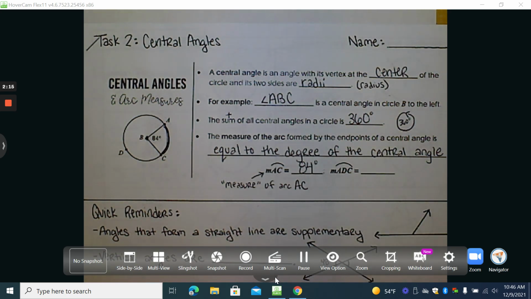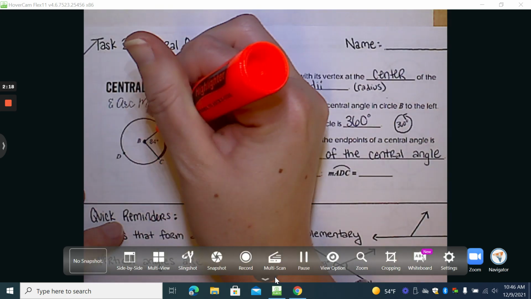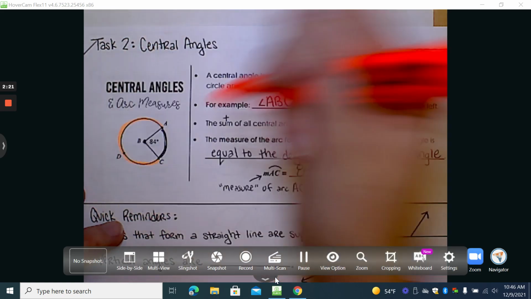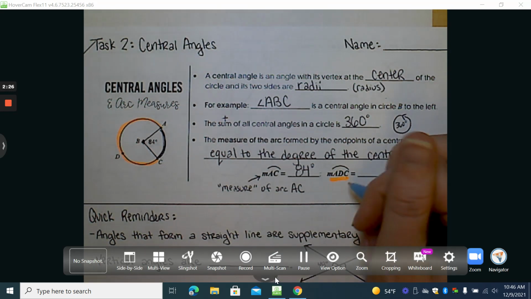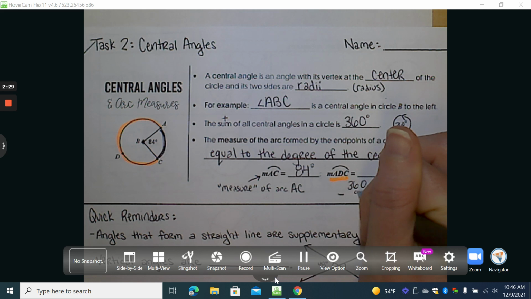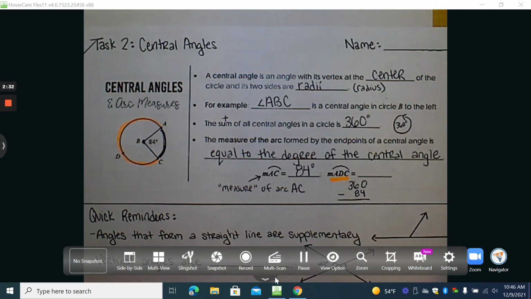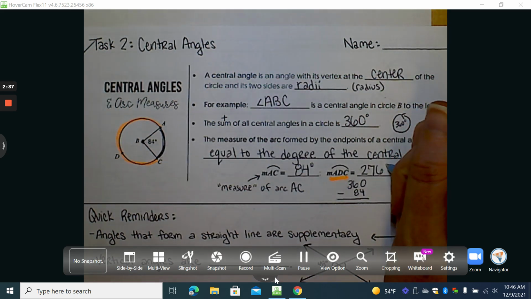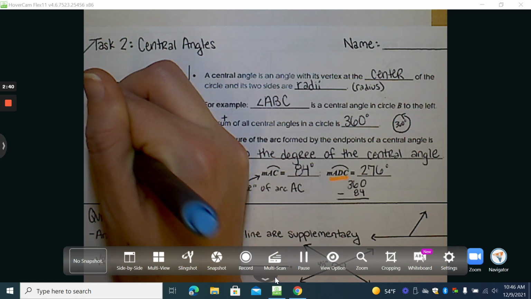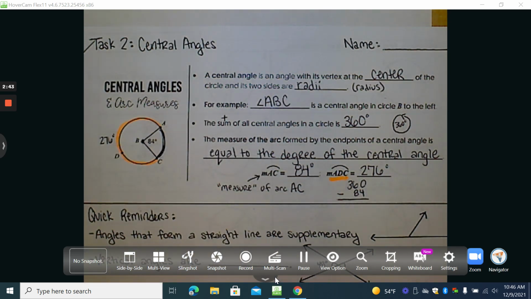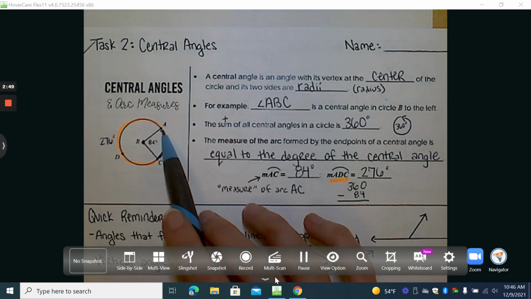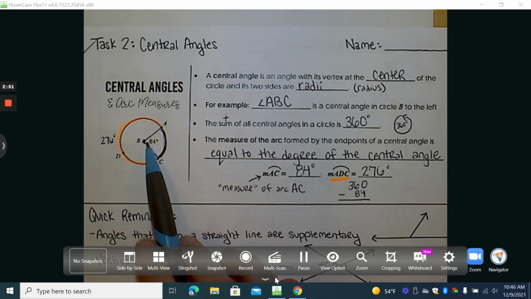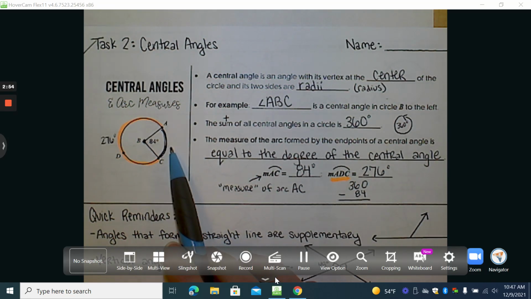And since I know that this full circle equals 360, when it asks me the measure of ADC, ADC is this section of the circle, right? ADC is that whole section of the circle. And so I'm going to take 360 minus 84, and that would give me the degrees of that arc, which is 276. All right. So the angle inside is equal to the measure, the degree of the arc outside. Angle inside is equal to the arc outside.